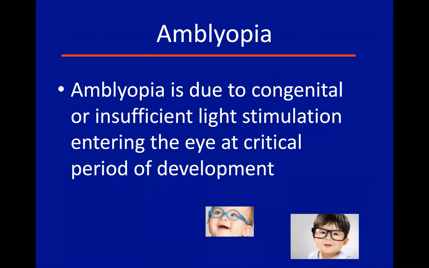So now that we talked about strabismus, and we said if it is not treated before the age of 6 years, that's what you have to know from the textbook, you develop amblyopia. What is amblyopia? It's due to a congenital or insufficient light stimulation entering the eye at a critical period of development. So this stimulation, as we showed, has to reach the brain, and it has to be in both eyes. Remember, we talked in the beginning, go back to your slides in the beginning, that it has to be both complete and symmetrical. So we try to avoid that.